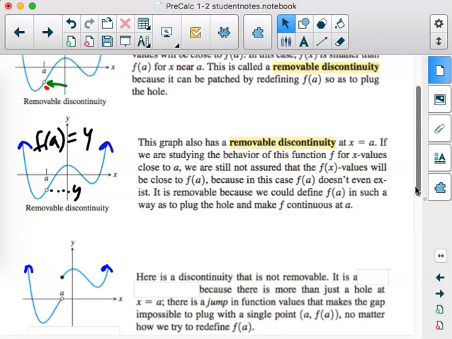So this one is also a removable discontinuity. And at this point, you'd be thinking, oh, well, both of those had holes. Holes are fillable, so they are both removable discontinuities. Yes, exactly. Oh, your thinking is so right. Good for you.